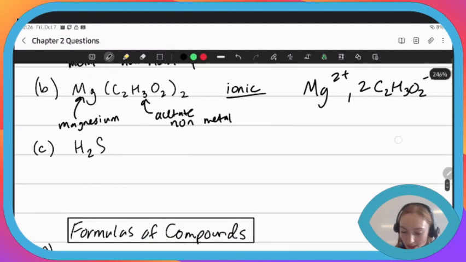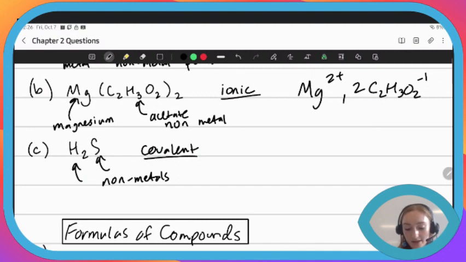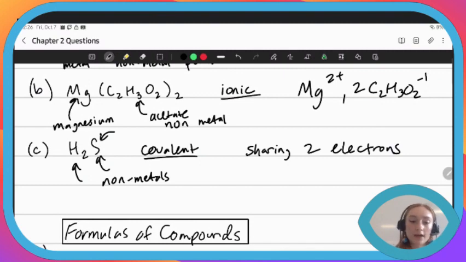So let's move on to C. This is hydrogen here, and this is sulfur, and these 2 are both nonmetals. Since those are nonmetals, this is covalent. Hydrogen has a +1, so it shares 1, and sulfur has a 2 minus, so it's going to be sharing 2 electrons. It does not give away or take any electrons, or else that would be ionic. So this is a covalent bond, and it shares 2 electrons.